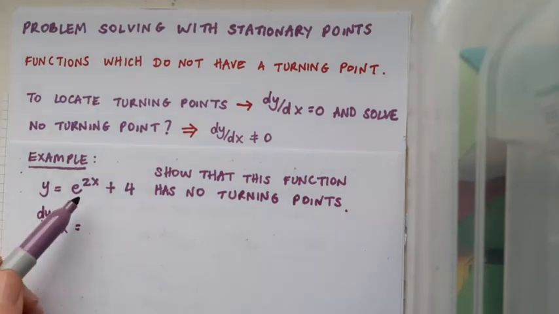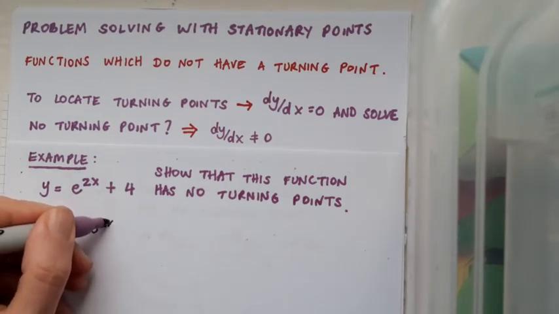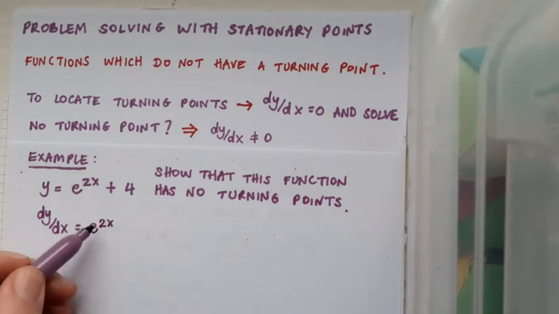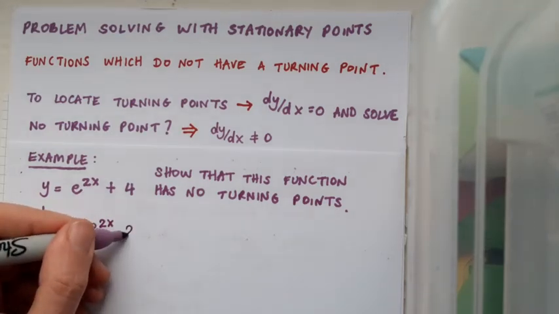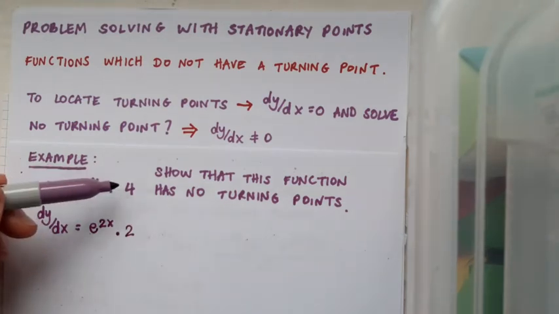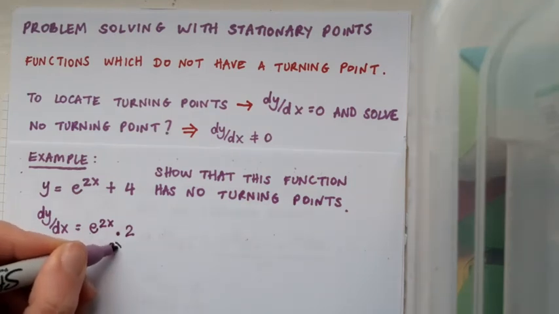Okay, so I'm going to differentiate my e to the 2x first of all. Don't forget with exponential differentiation, write down the exponential term exactly as it is first of all. Then differentiate the power. In this case, that's going to be 2, and multiply that on the end. When we differentiate 4, because it's a constant, it just drops out of the derivative. And then I can tidy this up slightly, so it's 2e to the 2x.